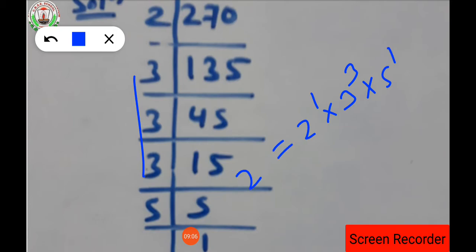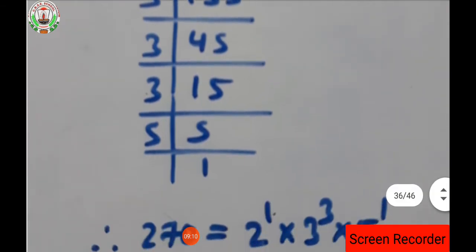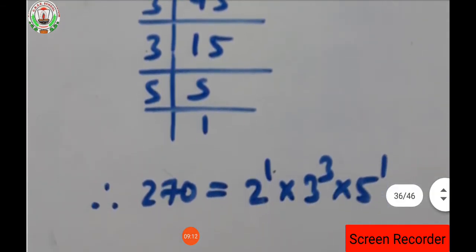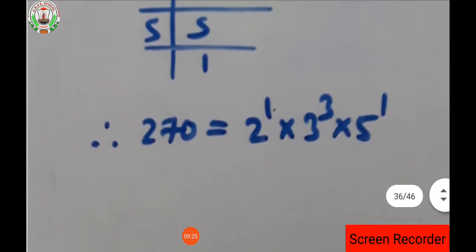Okay, so 2 to the power 1 into 3 to the power, how many 3 are there? 3 are there. So 2 into 3 to the power 3 into 5 to the power 1 is the exponential form of 270. Clear everyone how it is? Okay, 270 is equal to 2 to the power 1 into 3 to the power 3 into 5 to the power 1. If we don't want to write the power 1, we can skip it. It will be 2 into 3 to the power 3 into 5 will be the required answer.